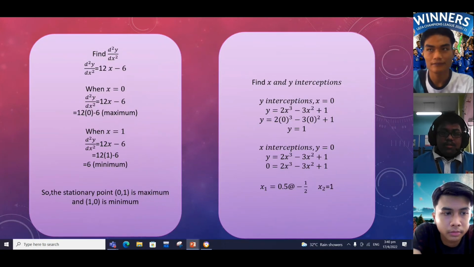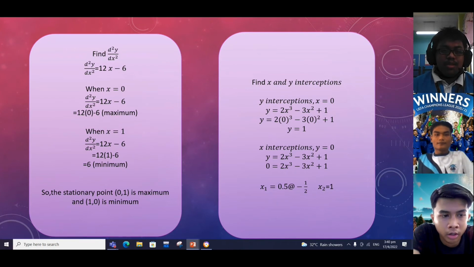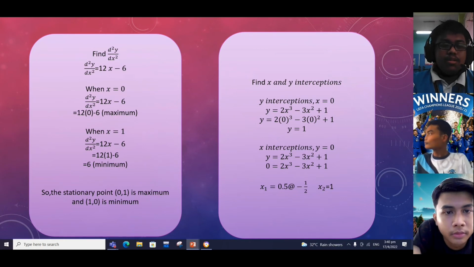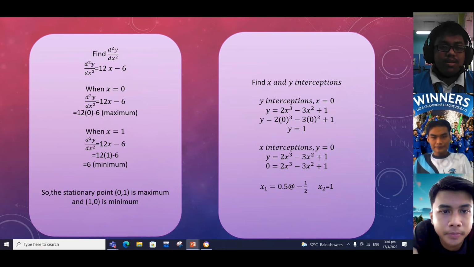Find d squared y per dx squared. d squared y per dx squared is the same as 12x minus 6. When x is the same as 0, d squared y per dx squared is the same as 12x minus 6, the same as 12 multiplied by 0 minus 6, which is negative, so maximum.